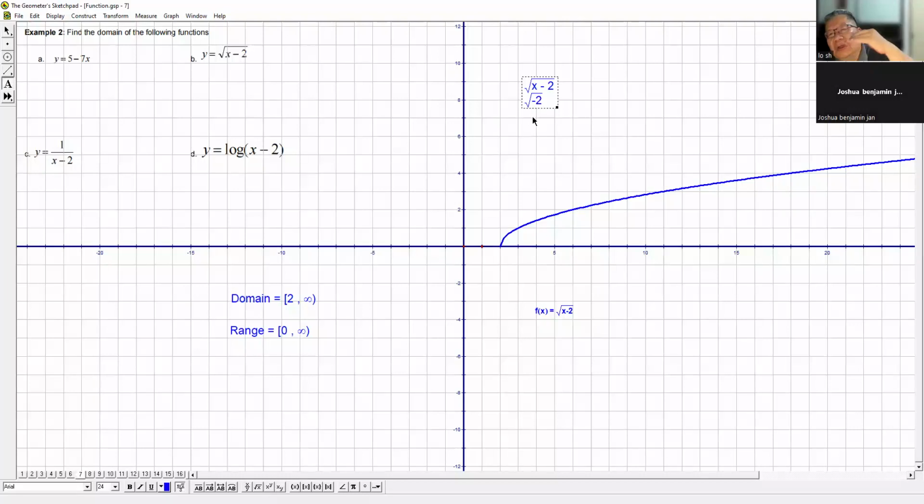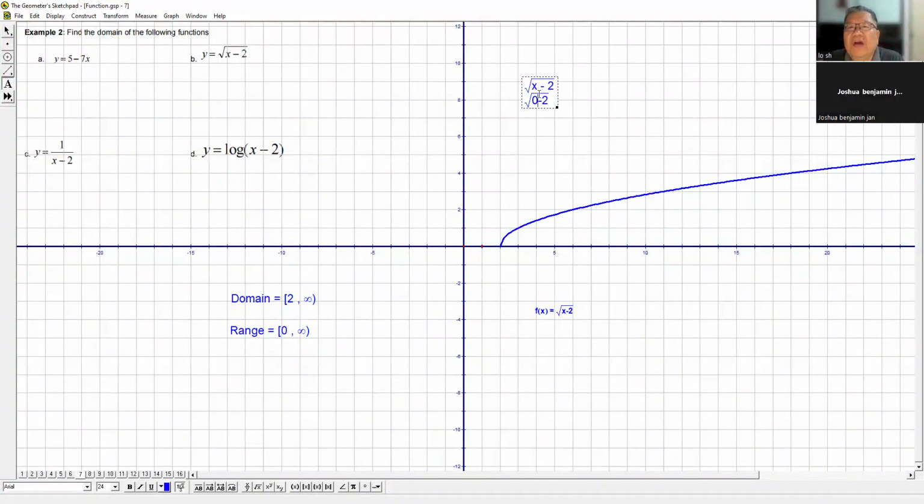So square root is only defined for positive numbers. You cannot have the square root of a negative number. So that means x equals 0 is not within the domain. Now, the domain only starts when the square root is a positive number. Even if it is 0, it doesn't matter. It can be equal to 0 because square root of 0 is defined and square root of 0 is 0.